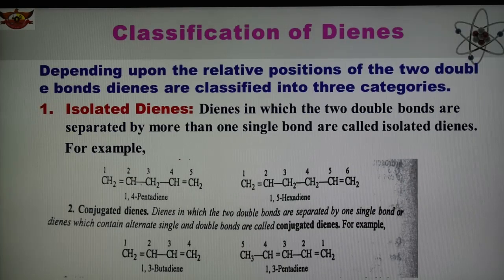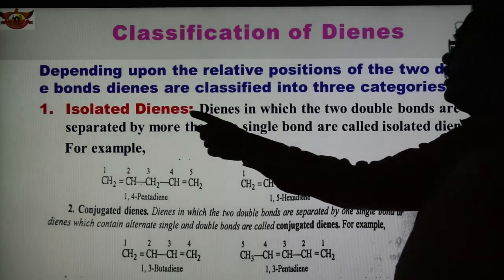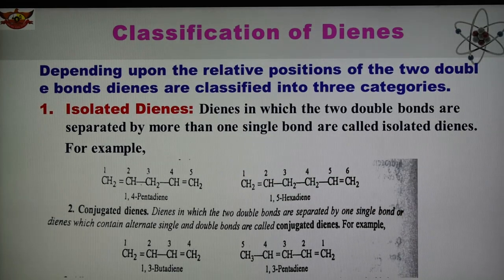Next part is the classification of diene. As we know, depending upon the relative position of the two double bonds, these dienes are classified into three types. First is known as the isolated dienes. And what are isolated dienes? The diene in which two double bonds are separated by more than one single bond. Such types of compounds are known as isolated dienes.